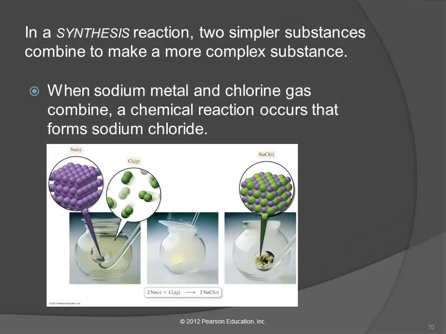In a synthesis reaction or a combination, you have two things combining to make one thing. And that's how you recognize it. The example here, sodium metal and chlorine gas. So there's the sodium metal, and you put it in a container with chlorine gas, and it reacts rather vigorously and forms salt, sodium chloride.